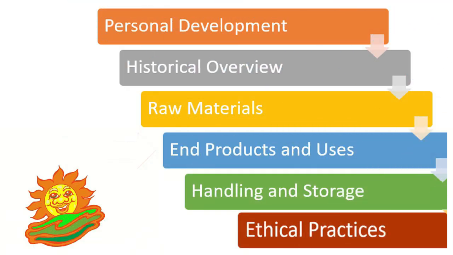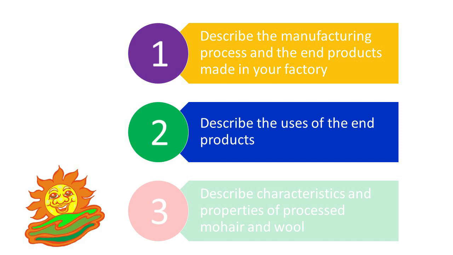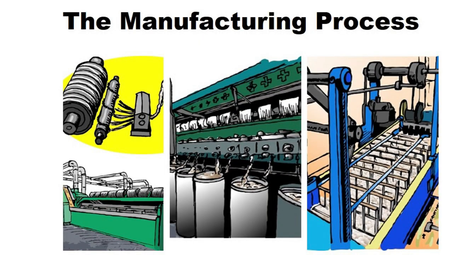In Section B, you learned about the raw materials used in the manufacturing process. In this section, Section C, you will consider the end products produced in your factory. After completing this section, you will be able to describe the manufacturing process and the end products made in your factory, describe the uses of the end products in terms of customer requirements, and describe characteristics and properties of processed mohair and wool. Let's begin by reviewing the manufacturing process followed in mohair and wool factories.